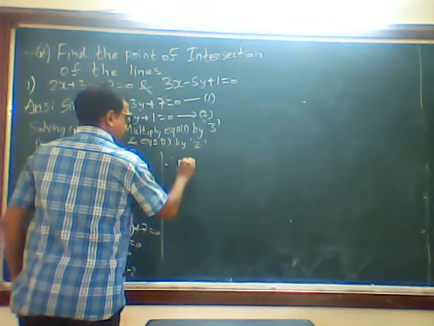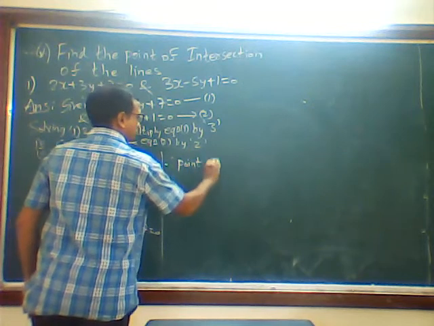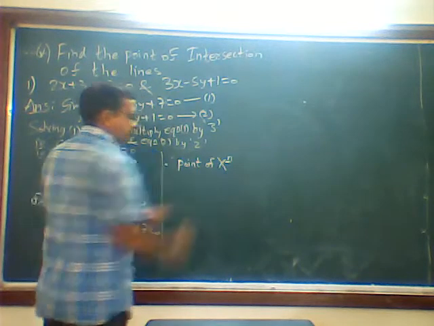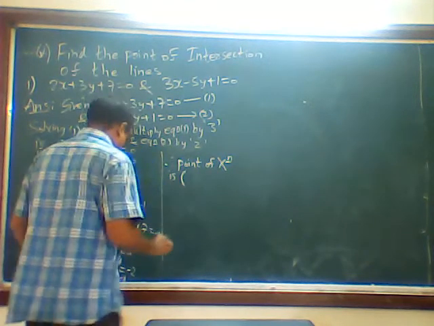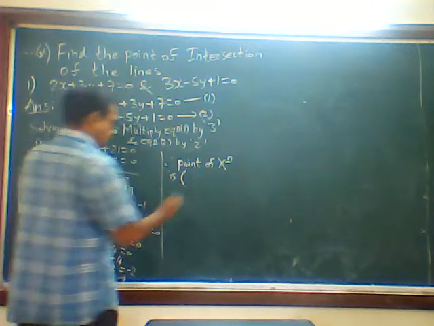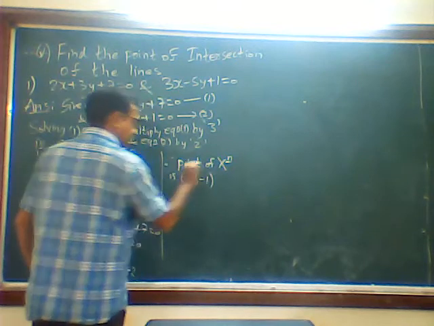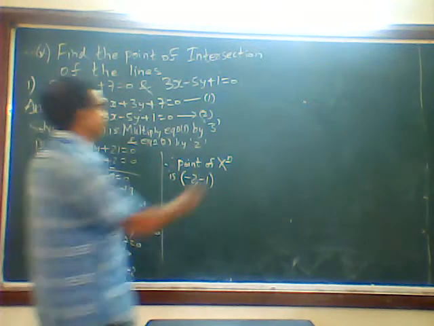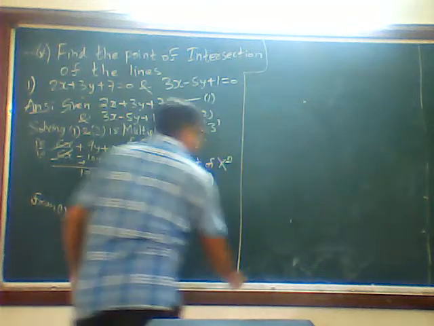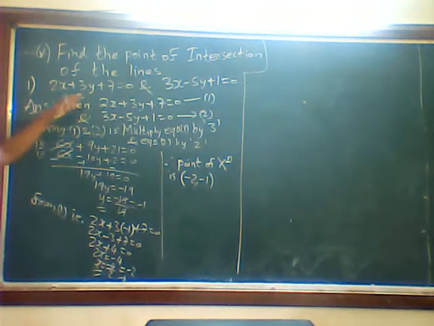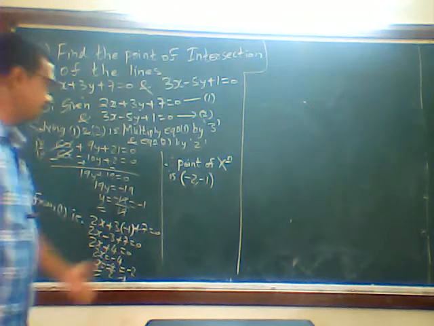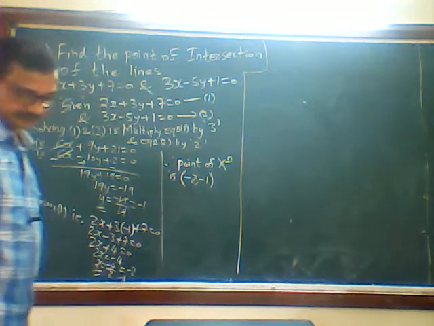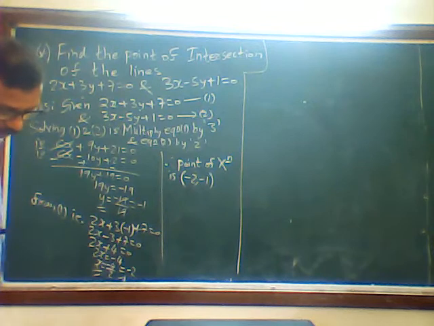Therefore, point of intersection. There is a shortcut. Point of intersection is what? Minus 2 comma minus 1. That's all. So that's why I said there is no need to use theory. They give those equations. You have to solve it and get x and y value. That x and y value are treated as point of intersection. Okay? I will do one more problem.